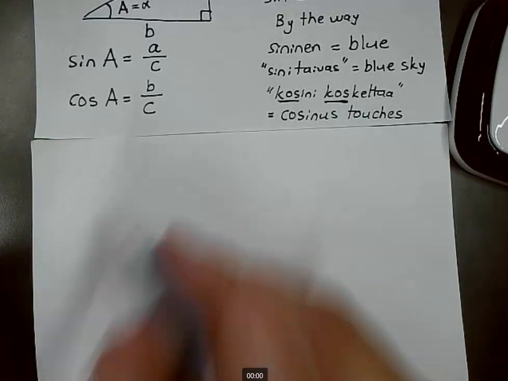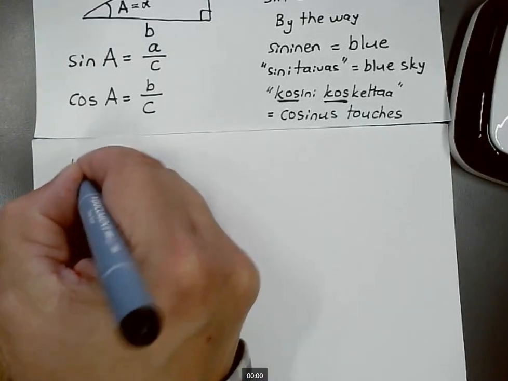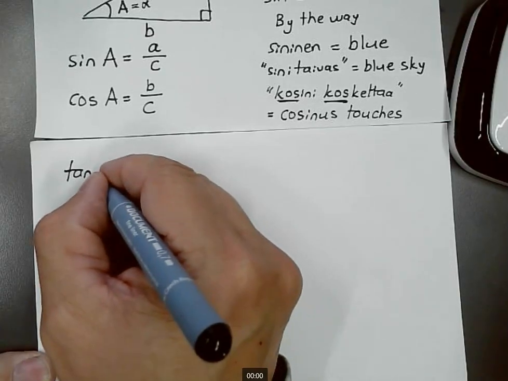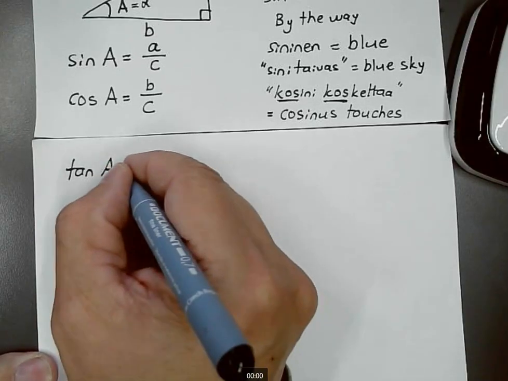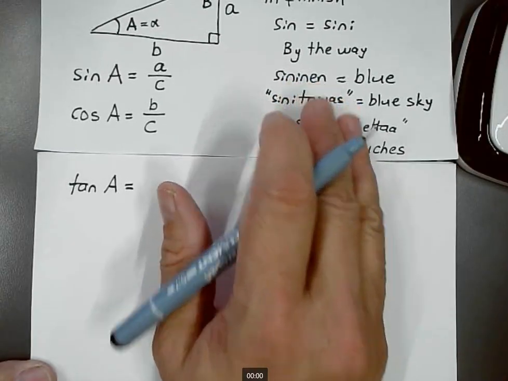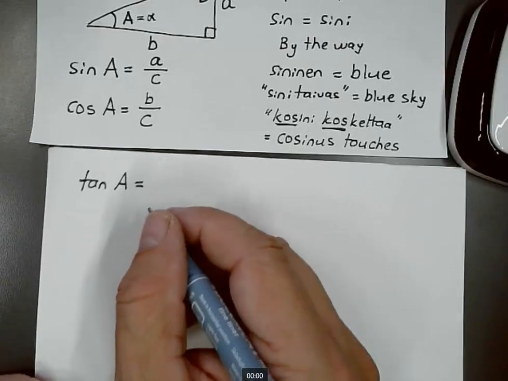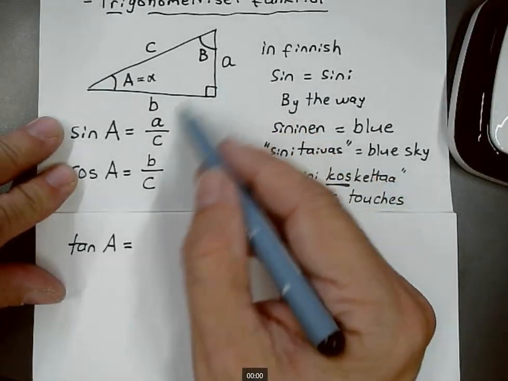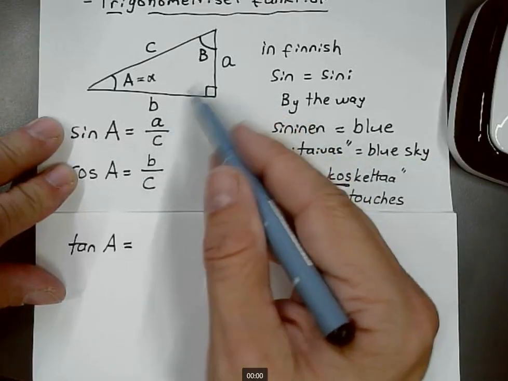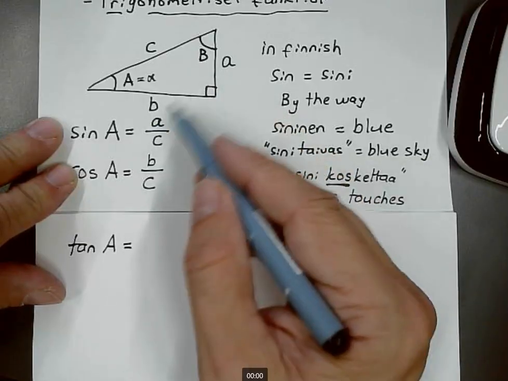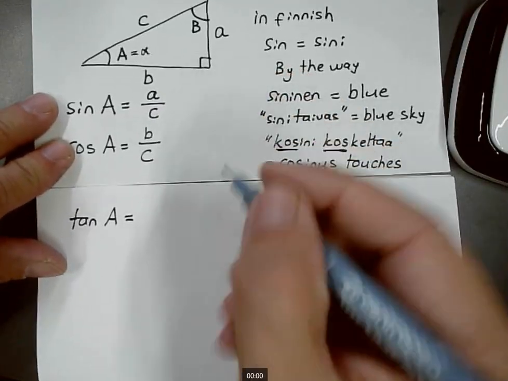And then we have this last one, or not last, but if we take only these most popular trigonometric functions, then the last one is tangent, and it is the division between these catheti, or these legs, or the rectangular sides of this triangle, A divided by B.